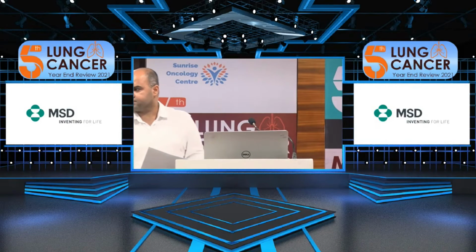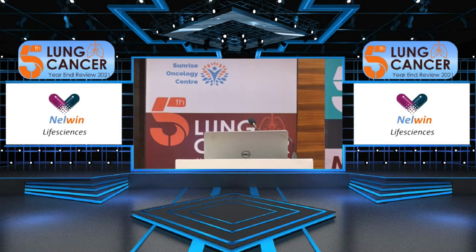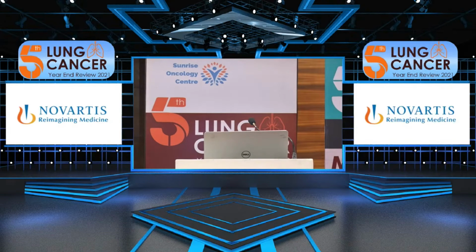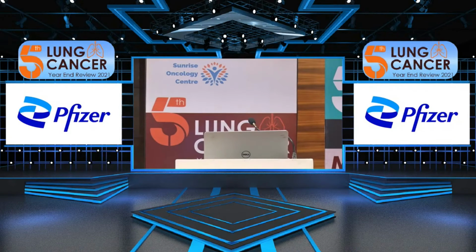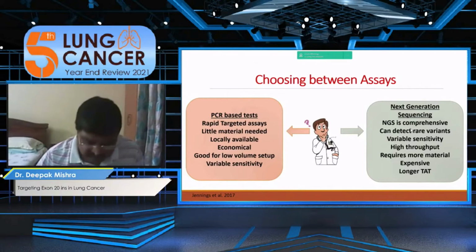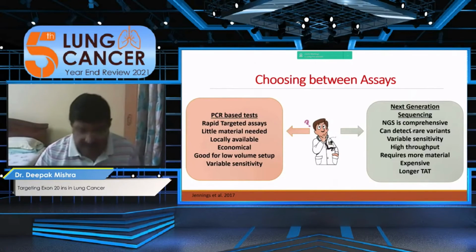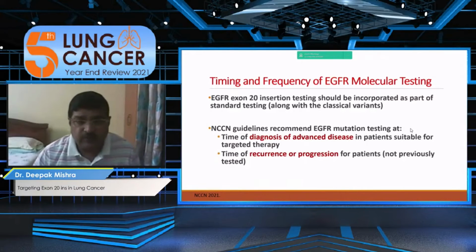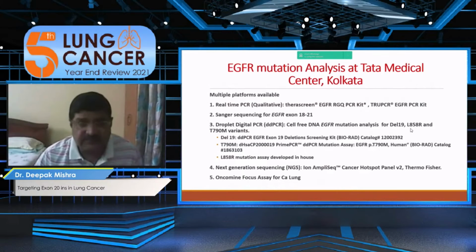So real-time PCR, digital droplet PCR, we have 3 mutations on the digital droplet platform, and next generation sequencing. So choosing between PCR-based assays versus NGS, all have their pluses and minuses. You have to adapt based on the training and the technical manpower that you have available and the resources that are available in the lab. So timing and frequency of this molecular testing, I'll not go into the details. At the time of diagnosis, of course, in advanced disease, and as and when there is resistance to first and second line TKIs, or there's recurrence or progression, you need to test for these.